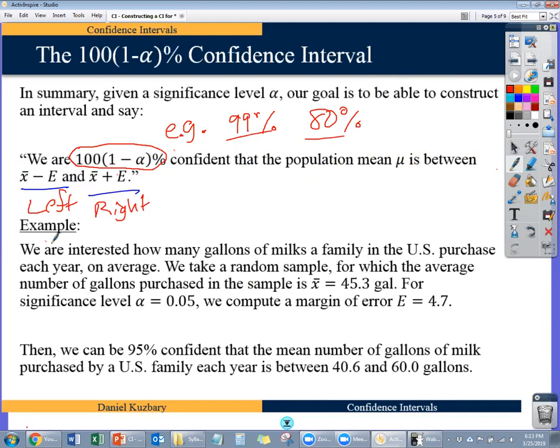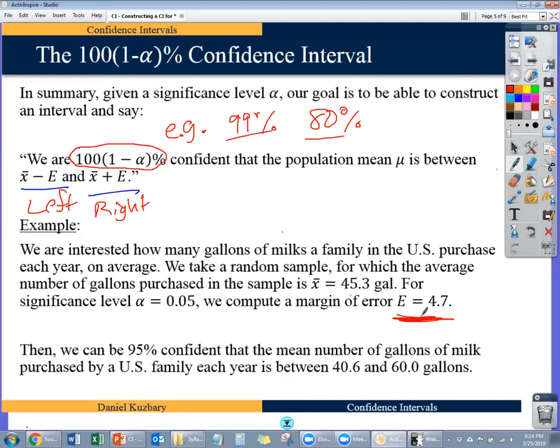Let's look at this example. We're interested in how many gallons of milk a family in the U.S. purchased each year on average. We take a random sample for which the average number of gallons purchased is X bar equal to 45.3 gallons. For a significance level of alpha equals 0.05, we compute a margin of error of 4.7.